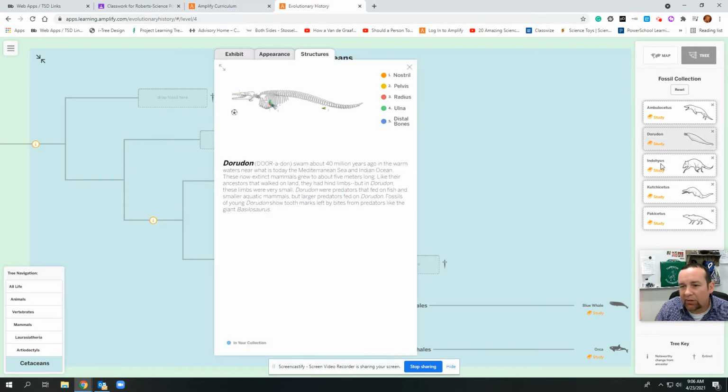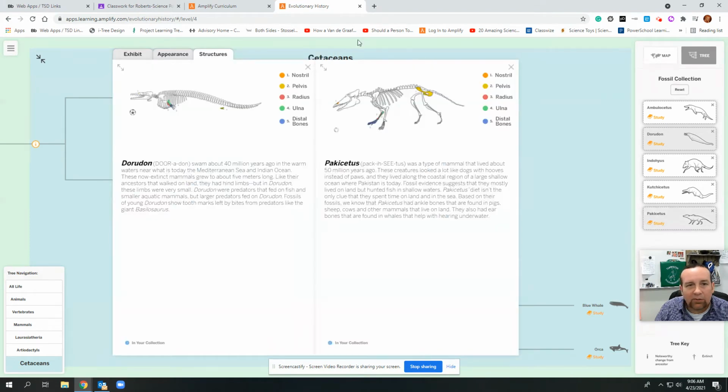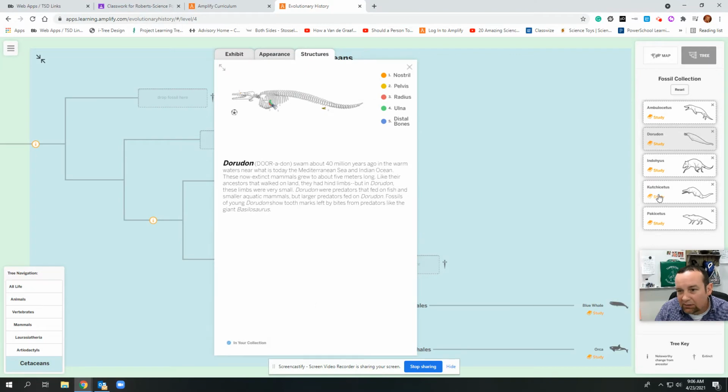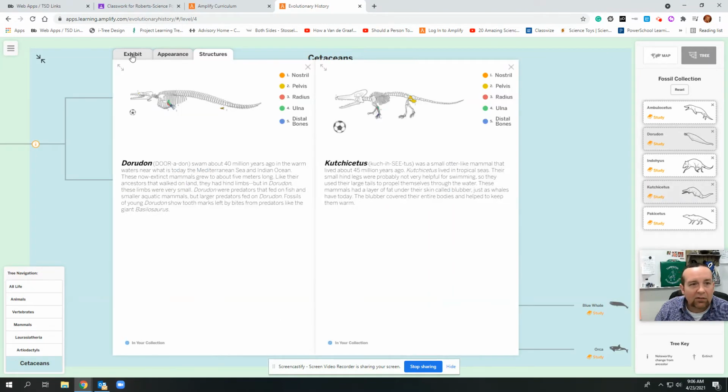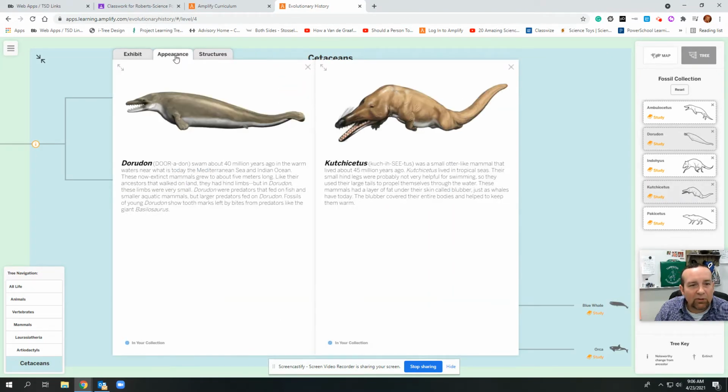So we've got our Durodon, and we've got, I think it's Pakicetus we're doing. No, Cuchicitus, sorry. Here's what they both looked like. Just looking at these two, notice the Cuchicitus has a longer front limb and more paw-like. The Durodon still has these little stubby back ones, but I would say this one's just a little bit more whale-ish than the Cuchicitus.